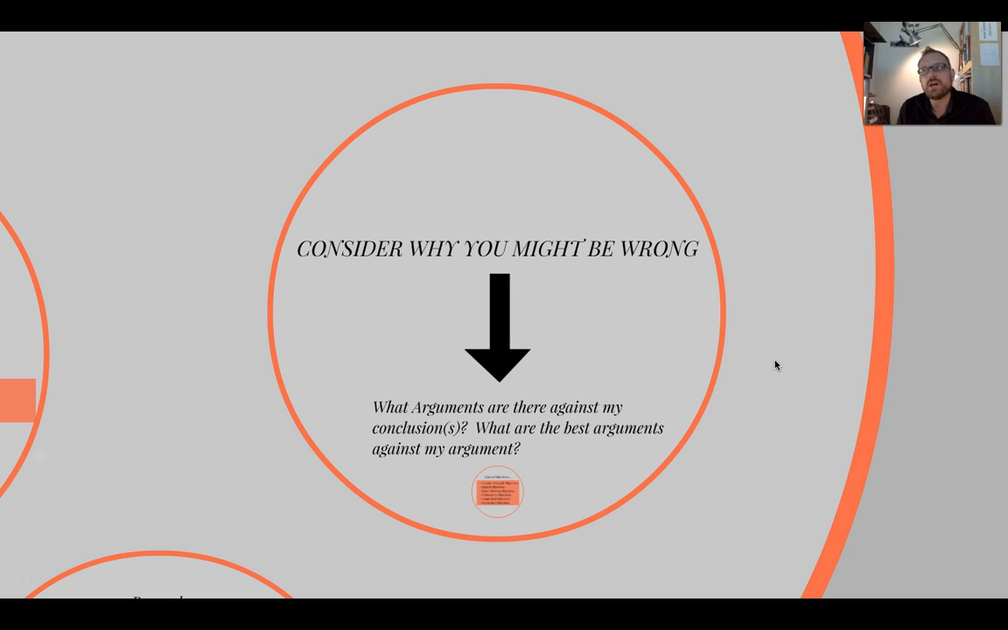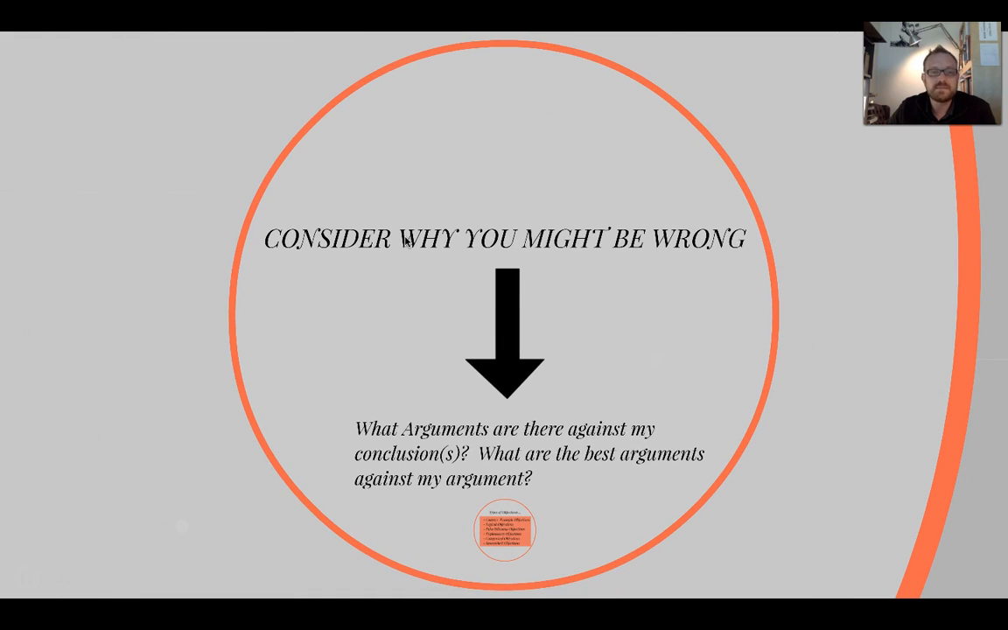So when you're developing your own arguments, you really have to consider why you might actually be wrong. And this oftentimes can be difficult simply because once we build an argument, typically we're committed to it, hopefully, but this also means that we can become biased in terms of our evaluation of our own arguments. So you really need to consider two big questions here. One, what arguments are there against my conclusions? What are the different types of arguments against my conclusion? But on top of that, not only what are the arguments against my conclusion or my premises, but what are the best arguments against my argument?